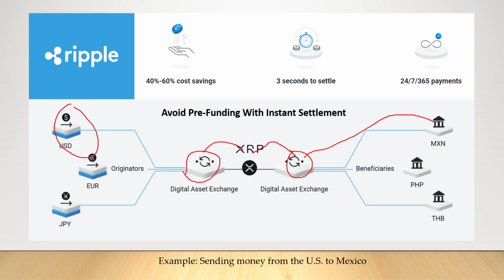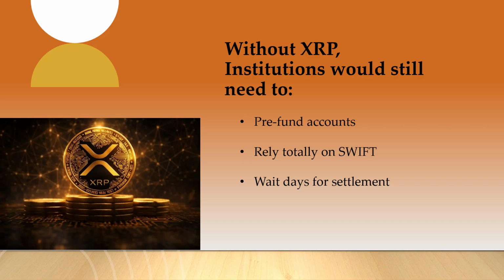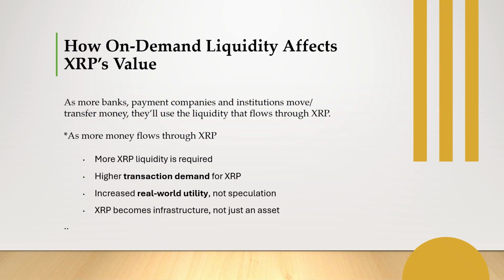All right. So without XRP, institutions would still need to pre-fund these accounts. They would also need to rely totally on SWIFT, which is the current way that money is transferred. And also, settlement would take days. So XRP isn't just a token, it acts as a bridge asset between currencies. All right.